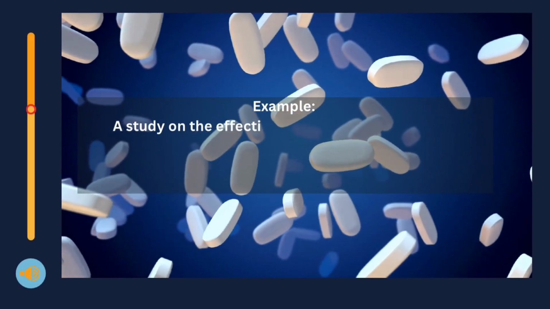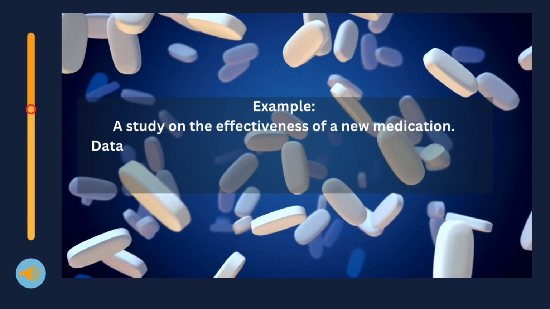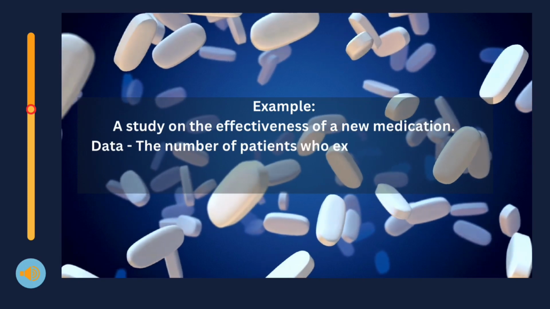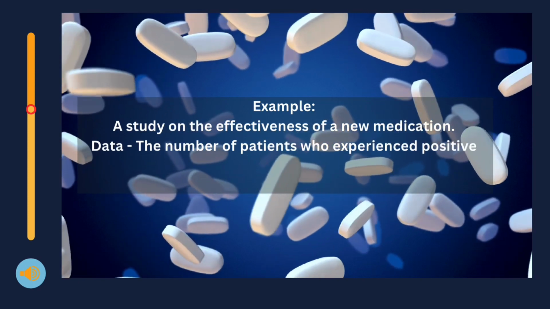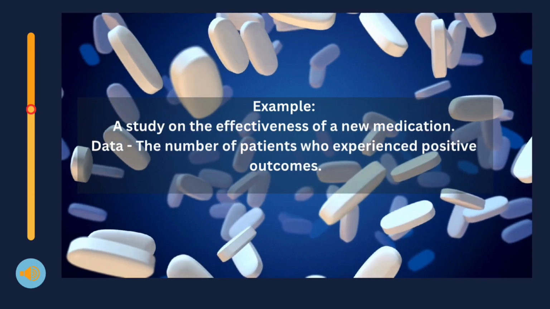For instance, if you were conducting a study on the effectiveness of a new medication, you could use quantitative research to gather data on the number of patients who experienced positive outcomes. By analyzing the data statistically, you could determine whether the medication is effective or not.